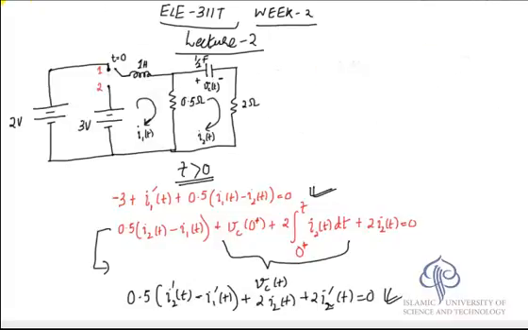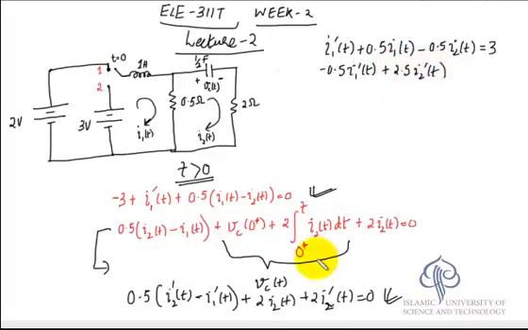Both of them, we write it like this. The first equation: I1'(t) + 0.5 I1(t) - 0.5 I2(t) = 3, and the second equation we write as -0.5 I1'(t) + 2.5 I2'(t) + 2 I2(t) = 0.